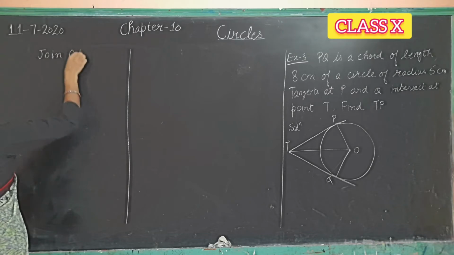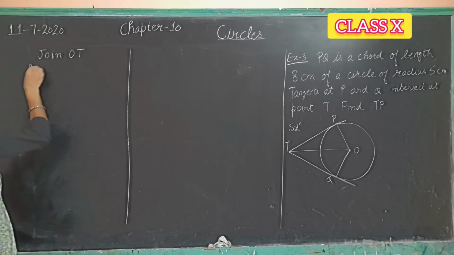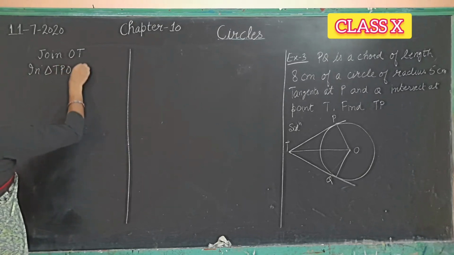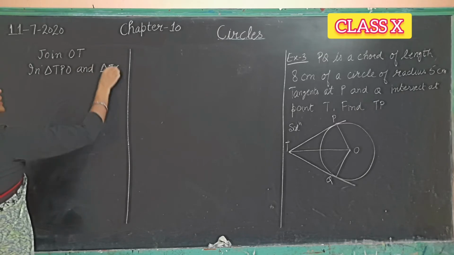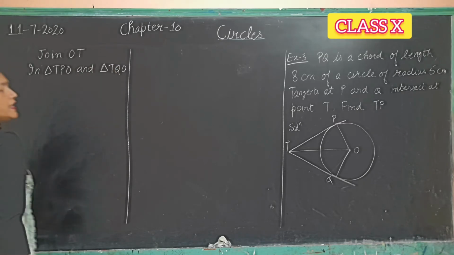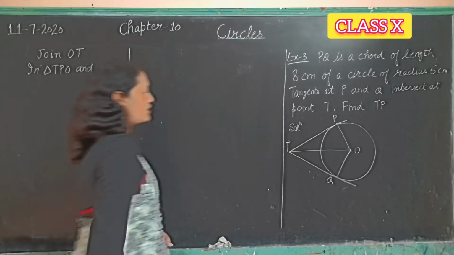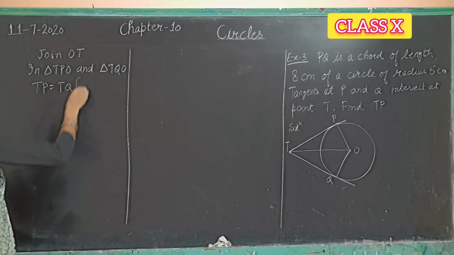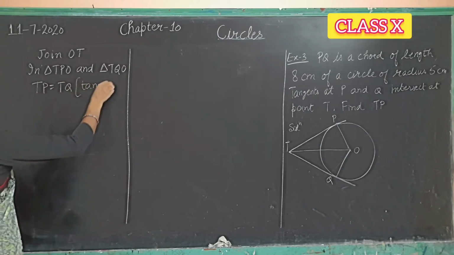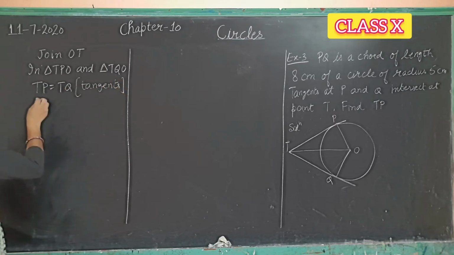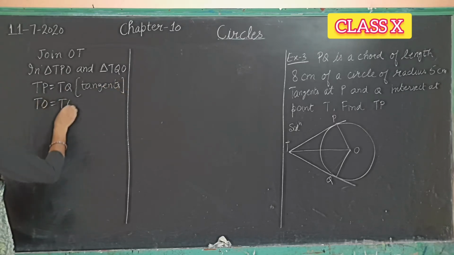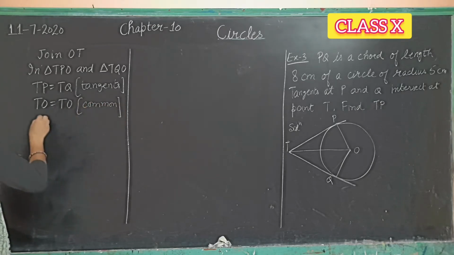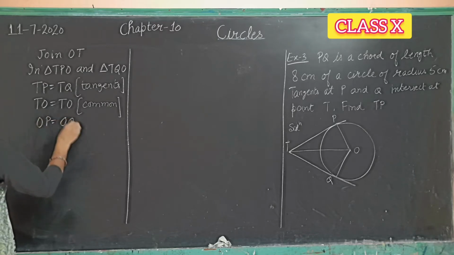If we join O and T, we have got two triangles. One triangle is TPO and the other triangle is TQO. In these two triangles, TPO and TQO, TP equals TQ, tangents from the same external point. Then TO equals TO, common. And OP equals OQ, radii.